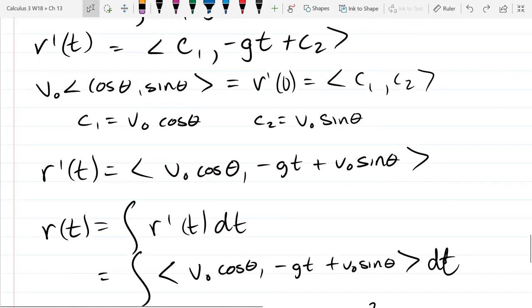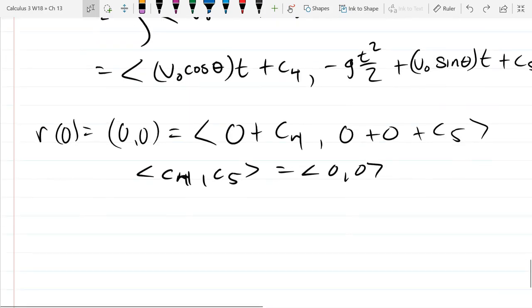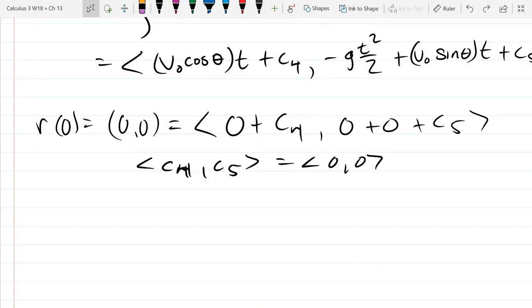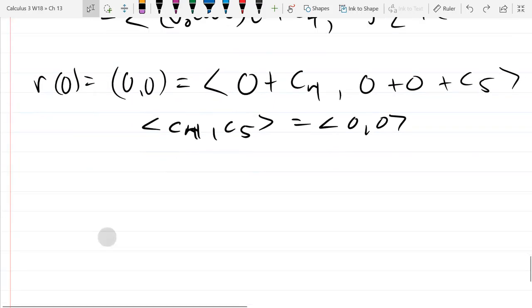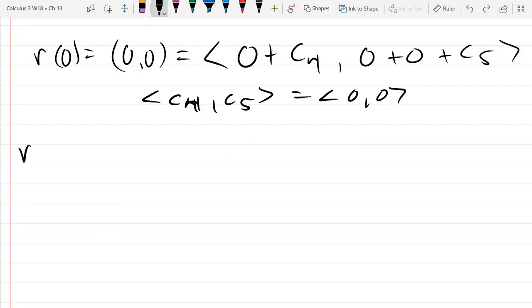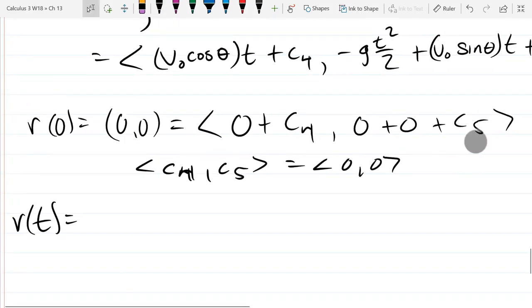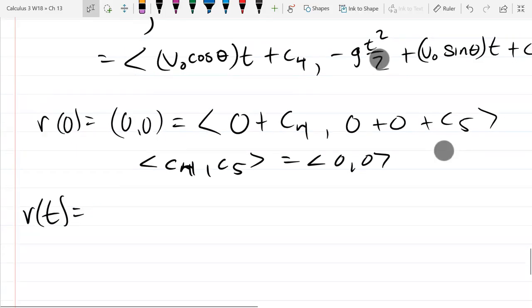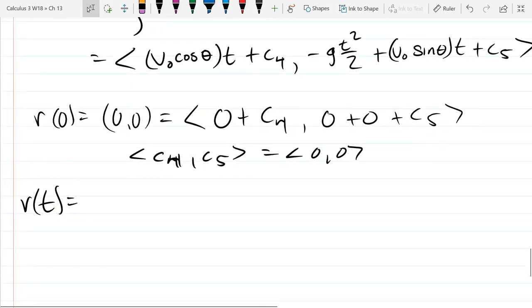So I did it both ways. Here I just did individual equations. Here I did the vector equation. And it doesn't matter, whatever you feel more comfortable doing. So we're going to write the final R of t with these constants. It's actually a little less complicated because our c's just disappear.